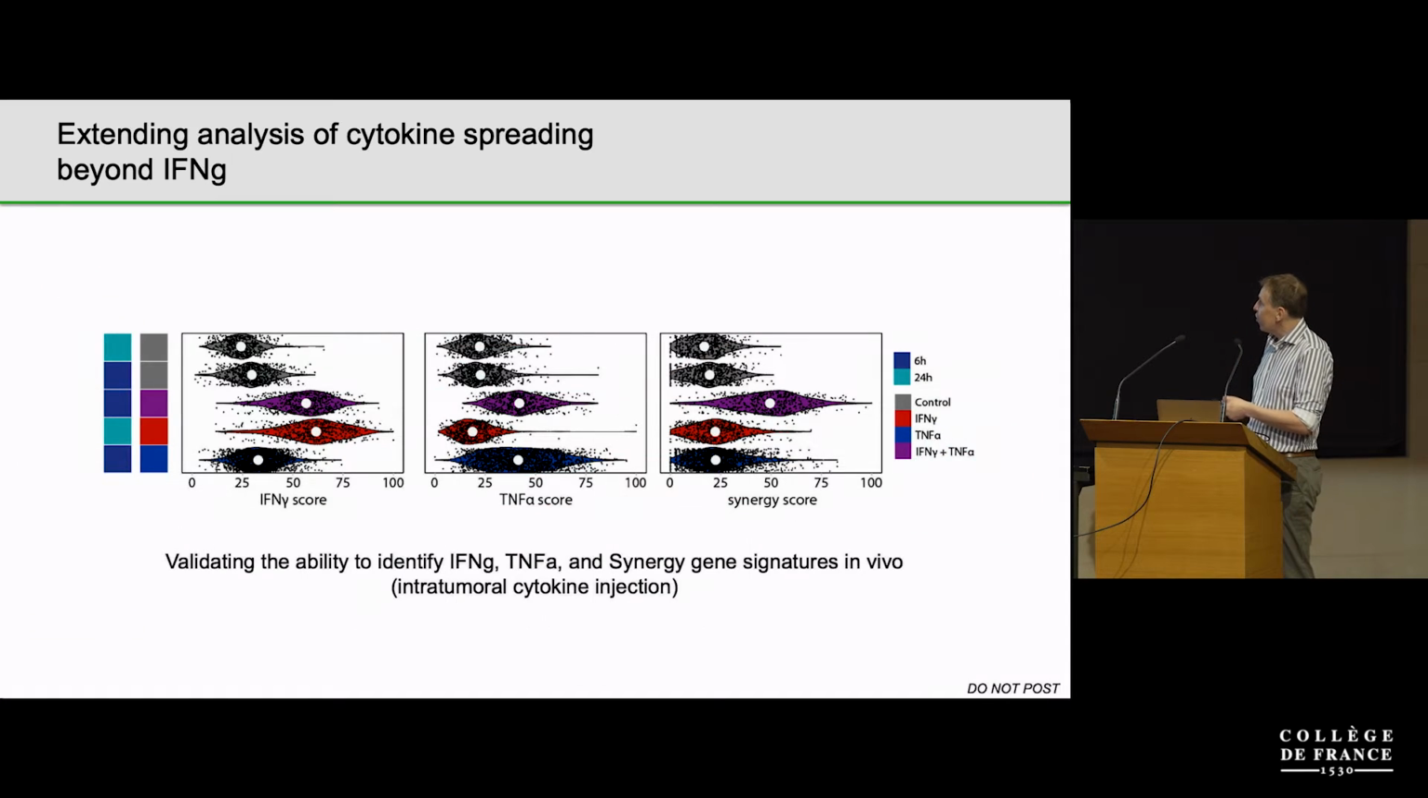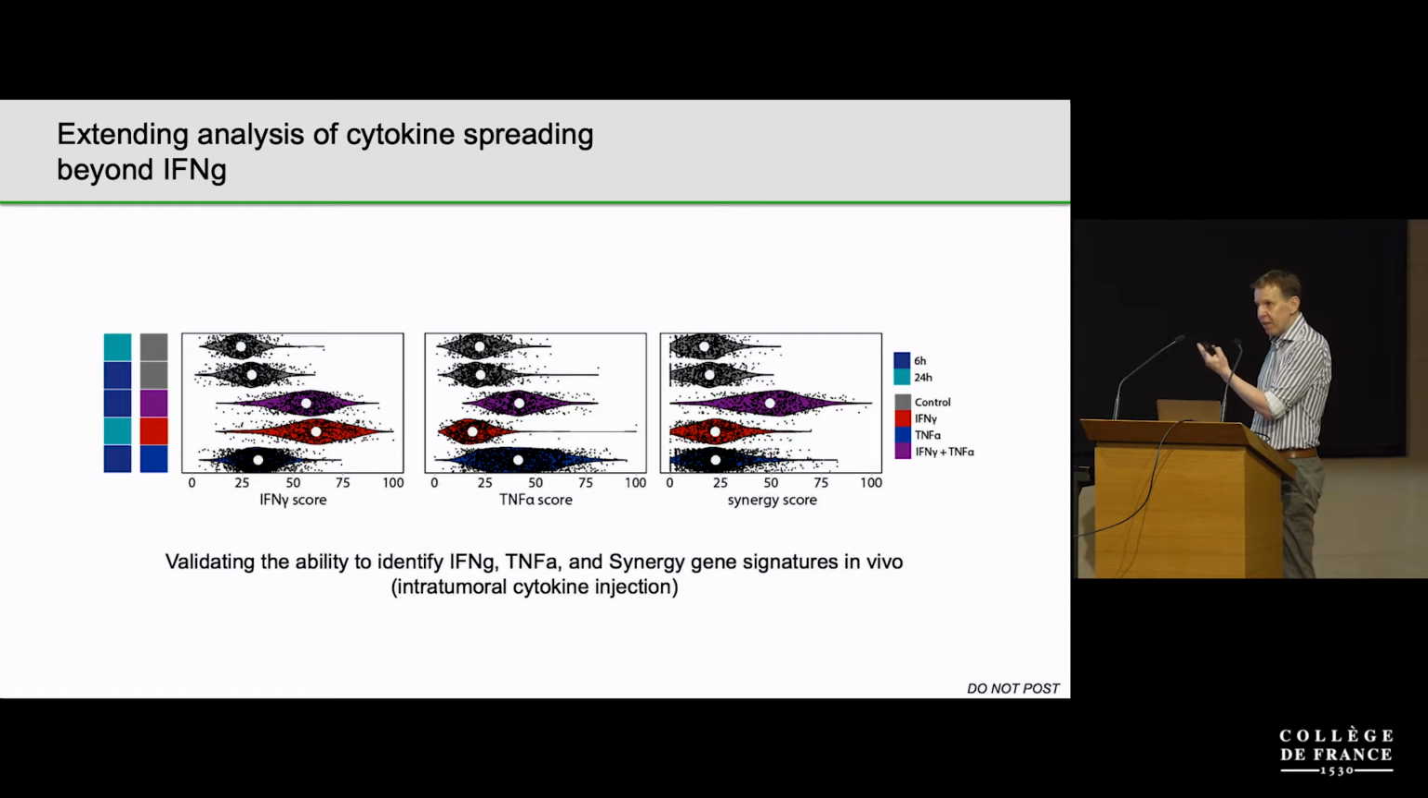And this is just a validation. So here we take tumors and then we inject the cytokine to really understand that if the cytokine is truly present, do we see such a signal? Interferon gamma score, only when we inject interferon gamma or the combination of interferon gamma and TNF. TNF score, only present when we inject TNF or the combination of TNF and interferon gamma. Synergy score, not seen when we inject TNF or interferon gamma alone, but only when we inject the combination.